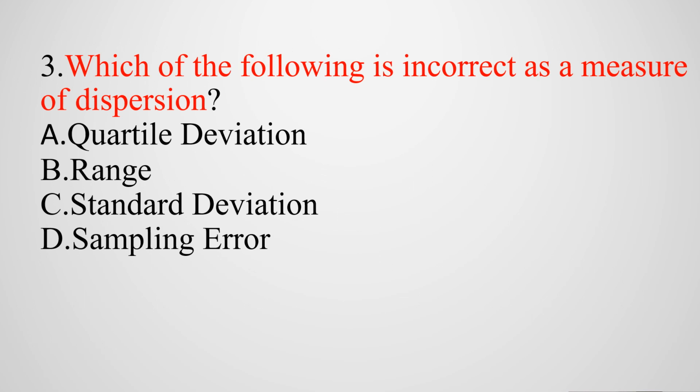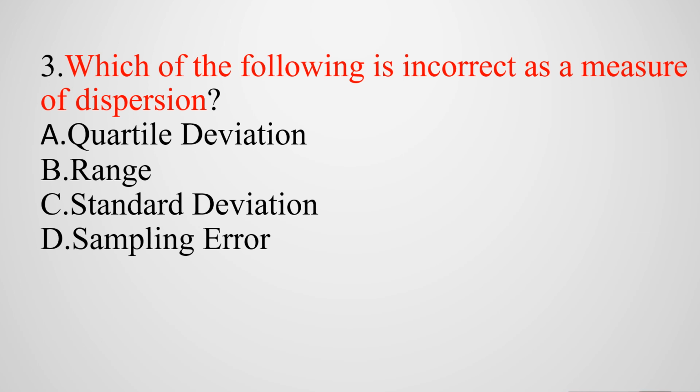The third question: which of the following is incorrect as a measure of dispersion? Quartile deviation, range, standard deviation, sampling error. So here they have given four options. What about quartile deviation? It is a measure of statistical dispersion that indicates the spread or variability of data in a data set. It is calculated as half the difference between the third quartile Q3 and first quartile Q1 of the data.